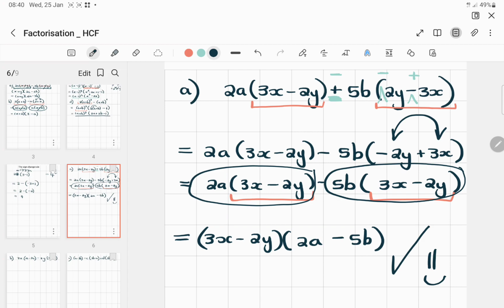Normally these sums are, oh, sorry, there goes my school bell. Normally these sums are worth three marks: two marks for changing the sign and changing the order, and then a third mark for taking out the highest common factor and seeing what is left.